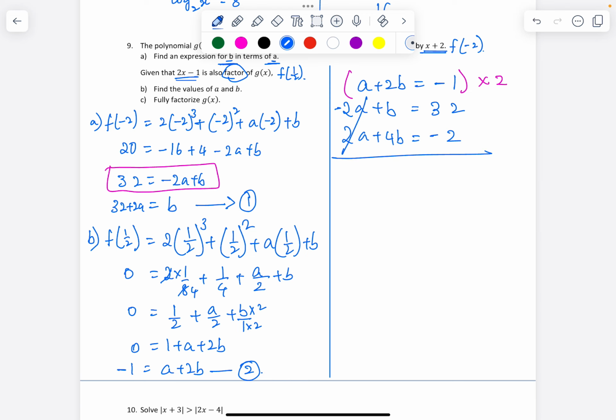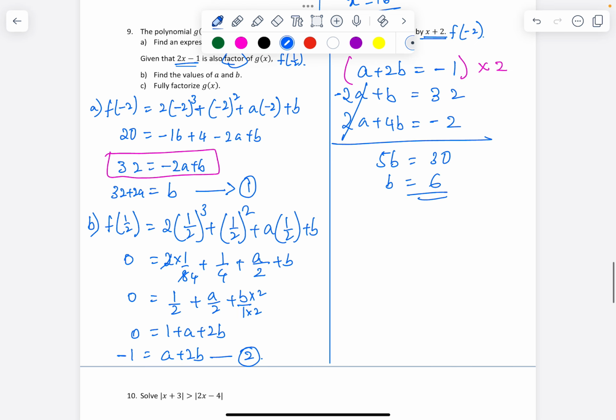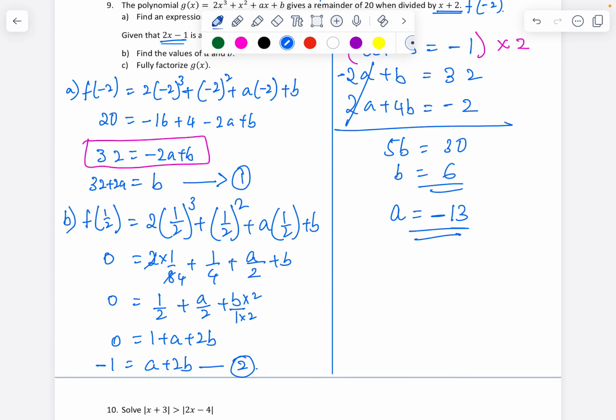Now you can cancel this. So 5b equals 30, b equals 6. I got the value of b equal to 6. Put this in either equation and get the value of a. So a is going to be negative 13. So this is the value of a and b.